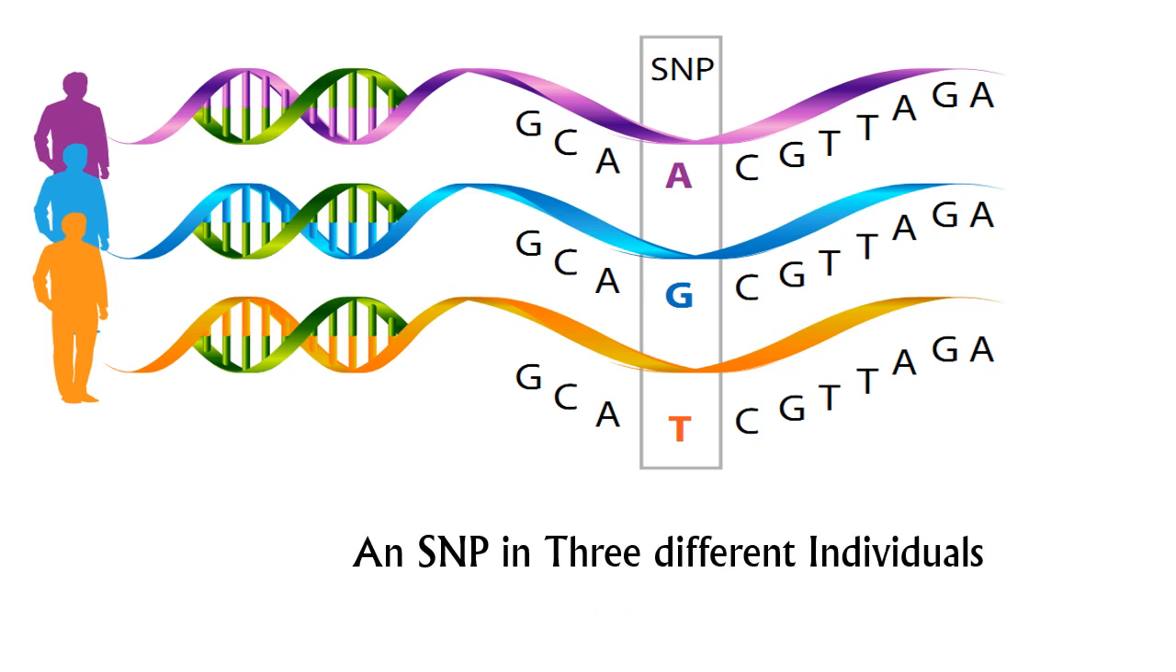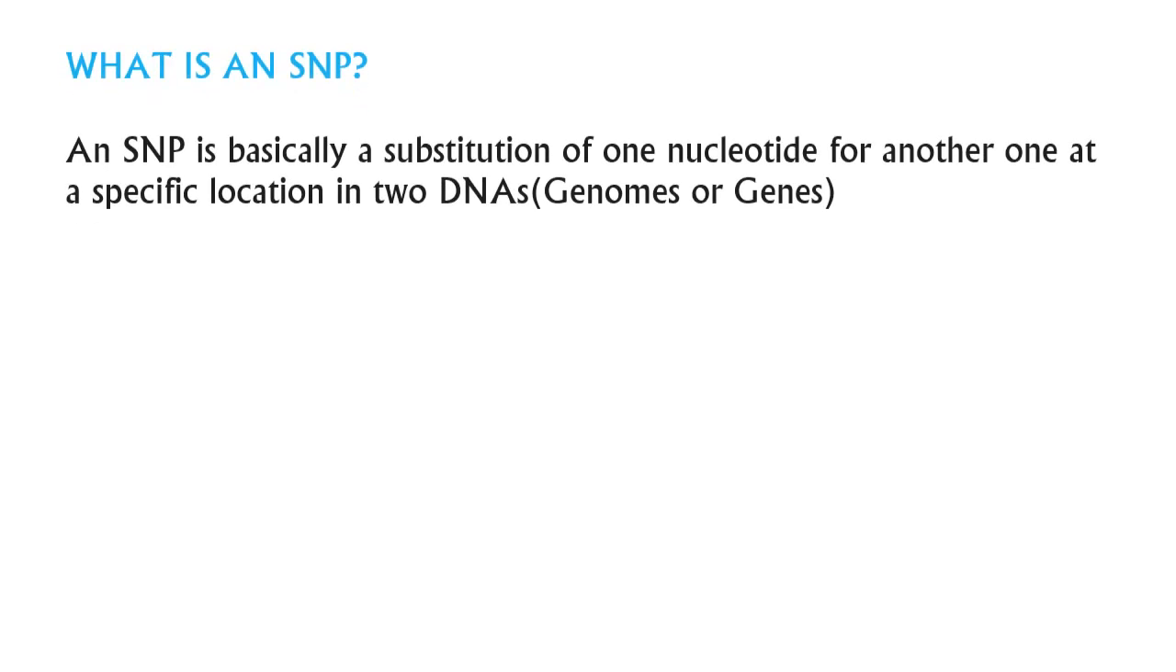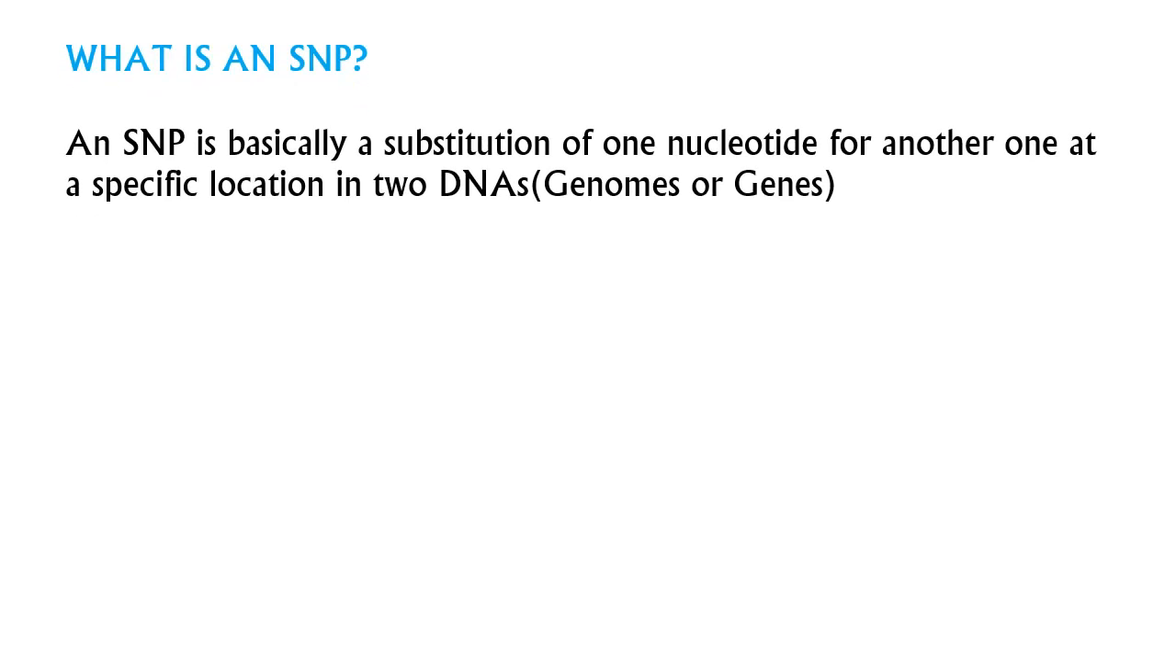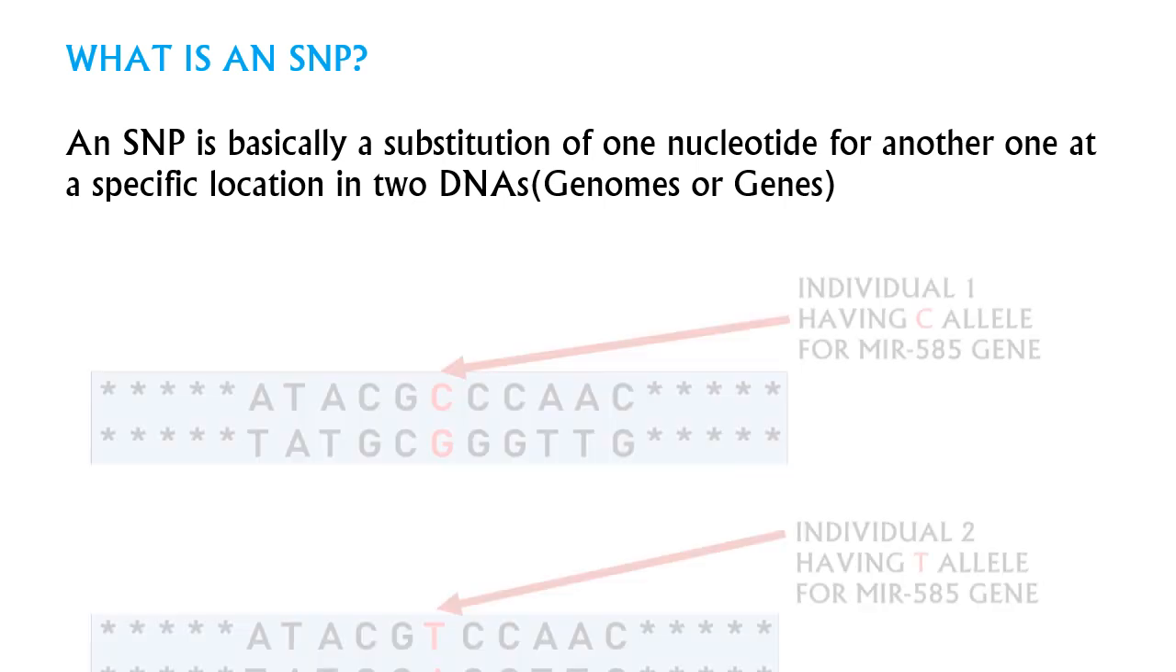Suppose we have three individuals. They have three different genomes. For a certain gene, we can see that individual 1 has allele A at a specific point, the other individual has allele G, and the third individual has nucleotide T at this position. So those mutations are called SNPs. SNP means presence of different nucleotides in different individuals at a certain locus.